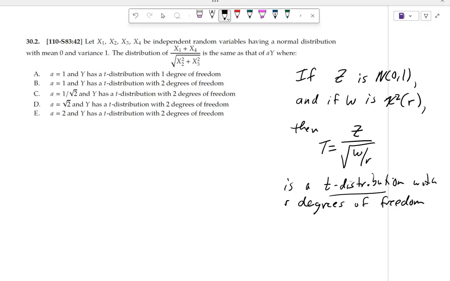Now remember last time we said we had that n minus 1 times s squared over sigma squared is chi-squared of n minus 1. We talked about that last time, right?